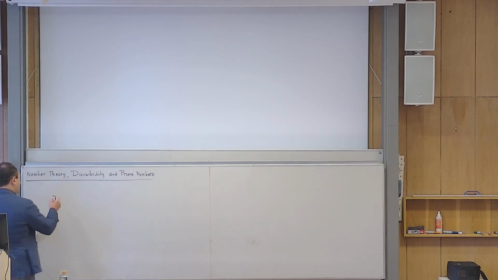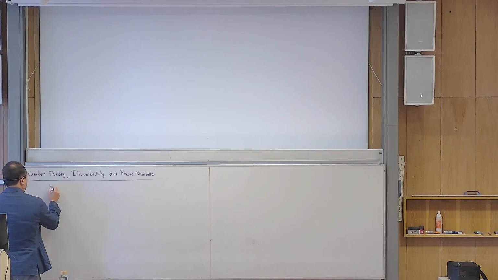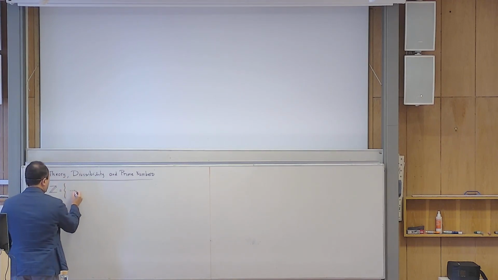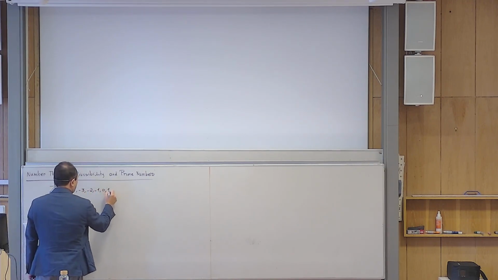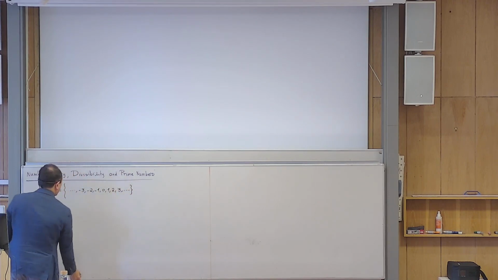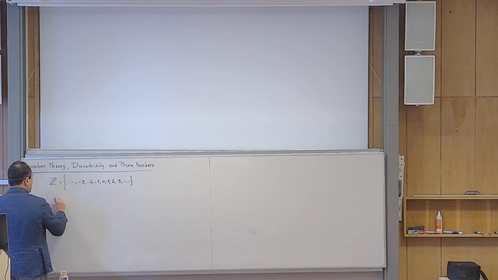Okay, so here we consider the set Z, the set of integers. So this is the set consisting of whole numbers, positive or negative or zero, okay? So let us say minus 3, minus 2, minus 1, 0, 1, 2, 3, etc. Okay? And then from here we say natural numbers.